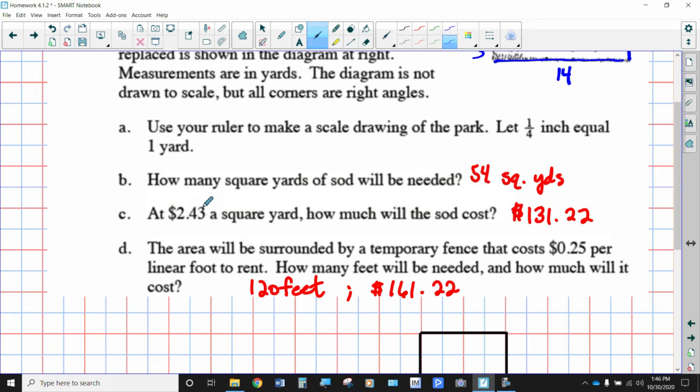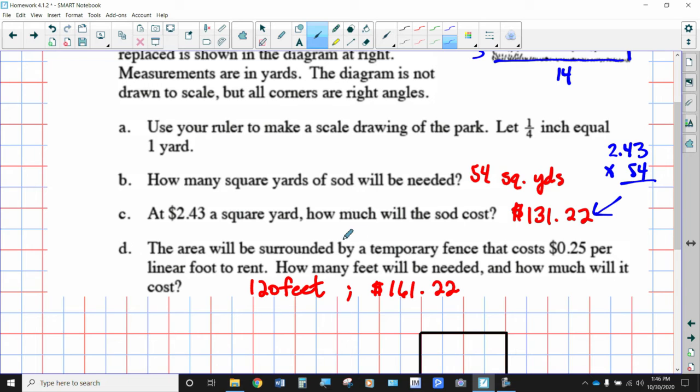At $2.43 per square yard, how much will the sod cost? So we need to multiply $2.43 times 54, and when you do that, you get an answer of 131.22, because remember, 2 decimal places. And if you were going to estimate what your answer would be, 2 times 54 is 108, and 3 times 54 would be like 162. So your answer's got to be pretty close to halfway between those two numbers, since 2.43 is almost 2.5.